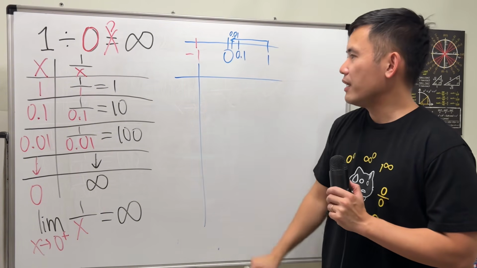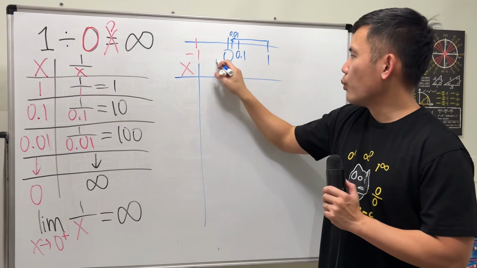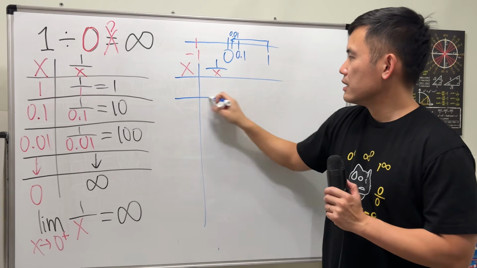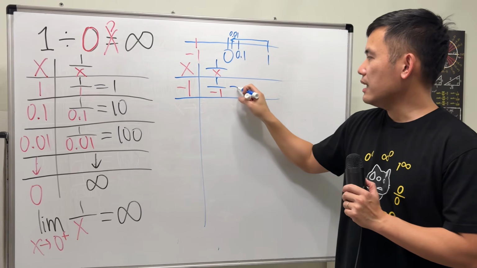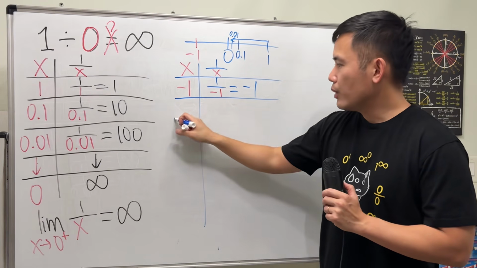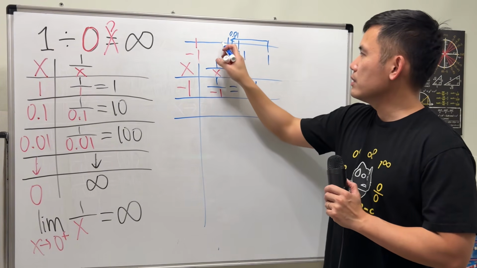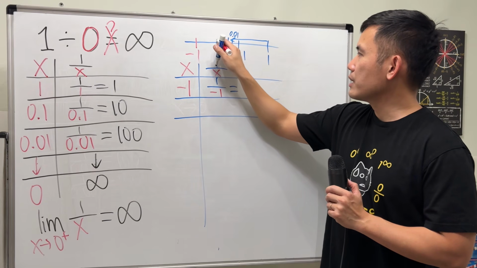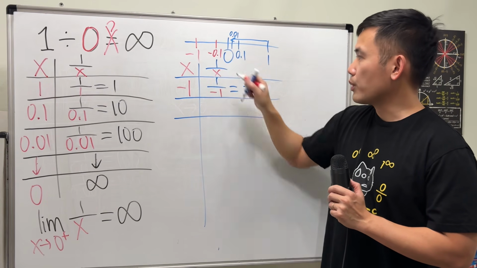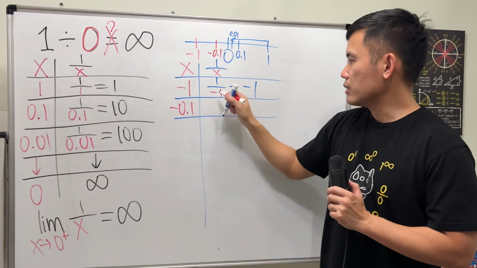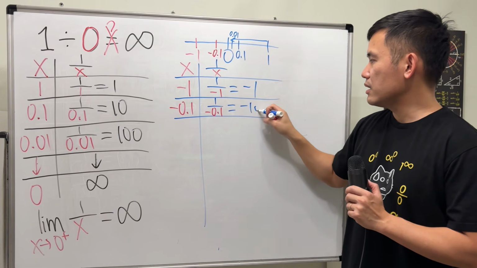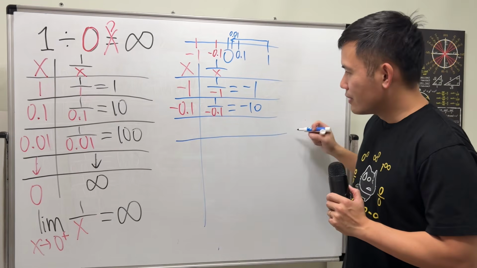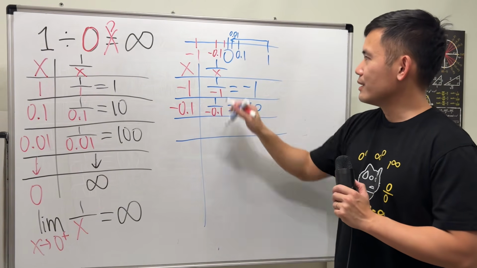So let's do the same thing. x here and then 1 over x. This time we started at -1. We get 1 over -1. That is -1. Okay, I want to get to 0. So let's say I'm somewhere here. Let's say this is -0.1, which is going to give us the result -10. Continue. Let's get to 0 even closer.